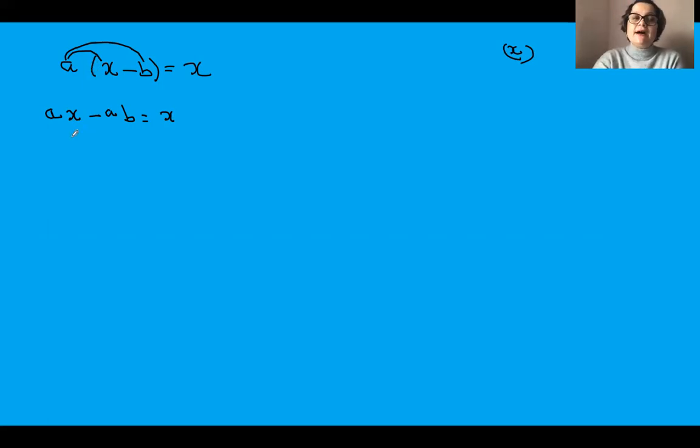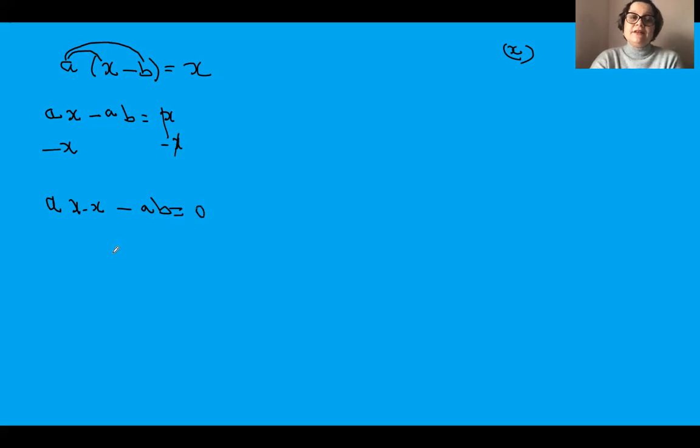Right, so now I have ax, so I have the subject on both sides of the equation. I'd like to keep the x on the left-hand side of the equation, which means I need to get rid of the x on the right-hand side. How do I get rid of this one? By doing the opposite operation on both sides of the equation, minus x. And so I'm going to have ax minus x minus ab equals minus x, which is 0.